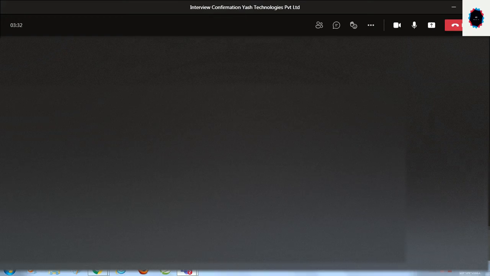In the backend we are using the Spring Boot REST API microservice architecture, because there are around 5 to 6 services that we are using. So yeah, that's it.